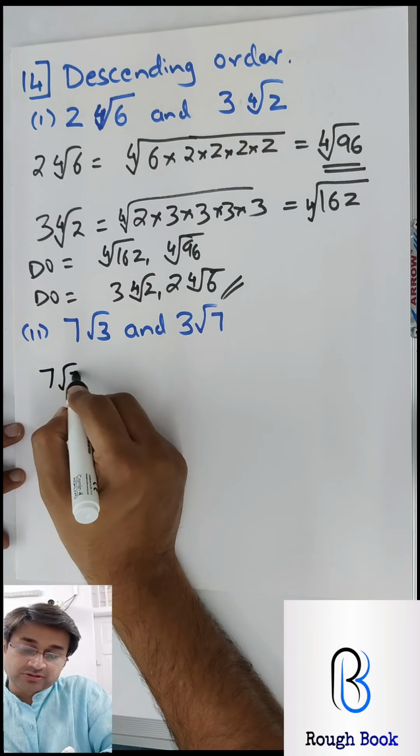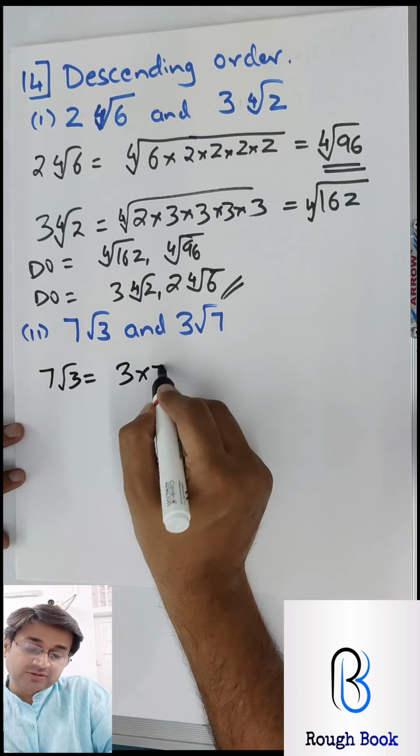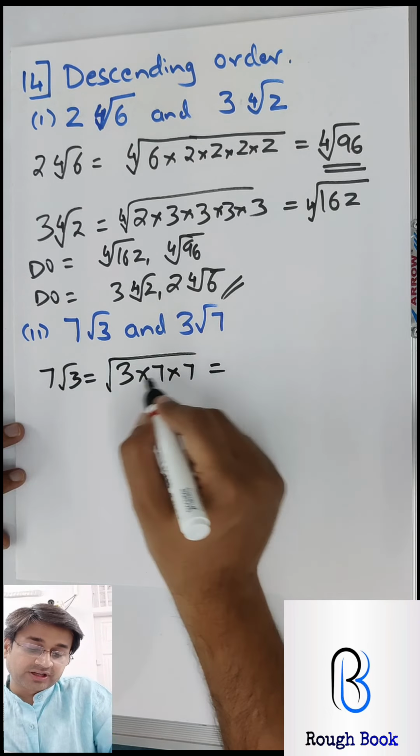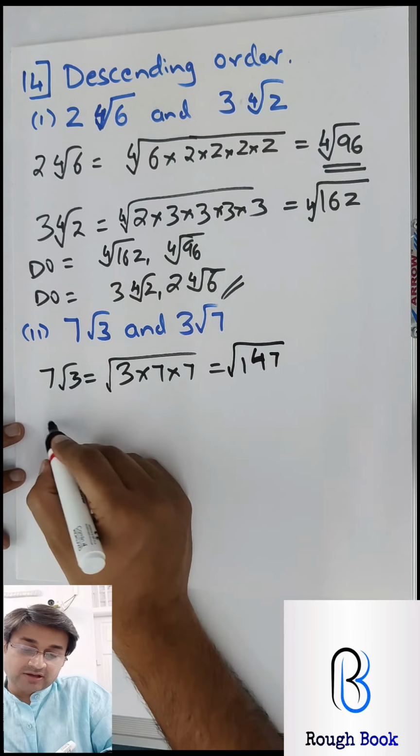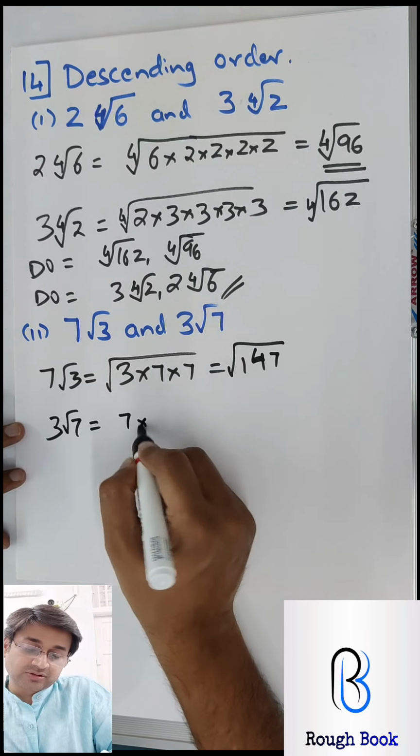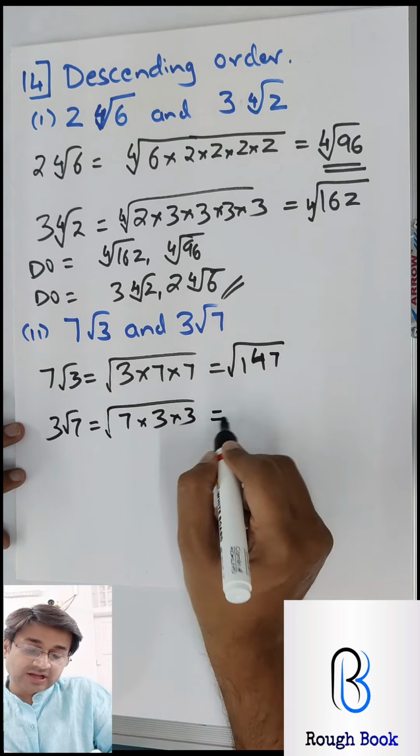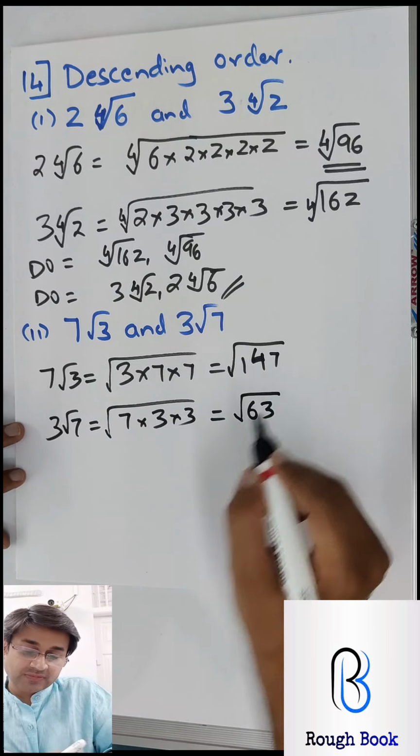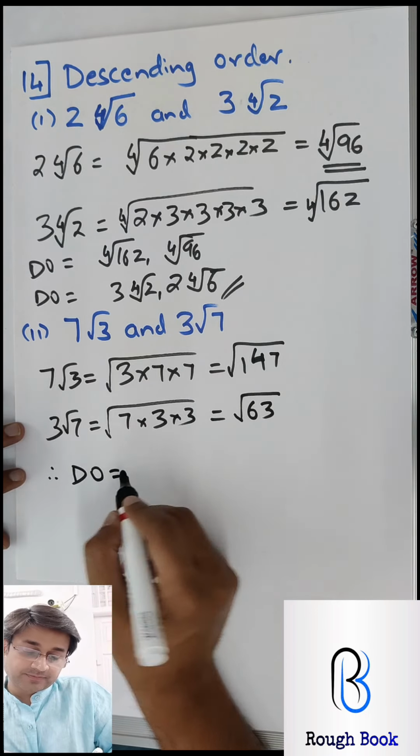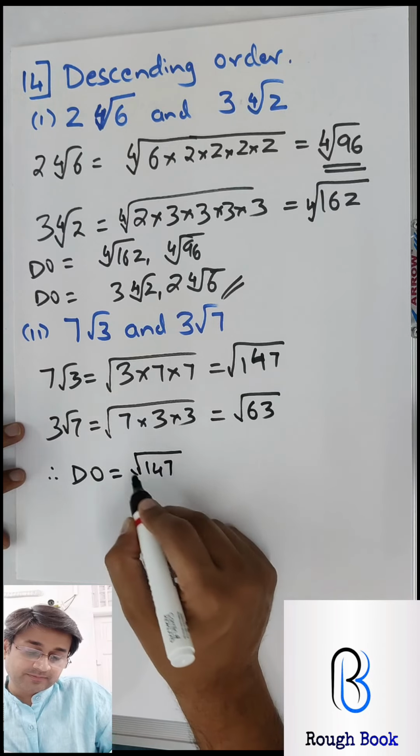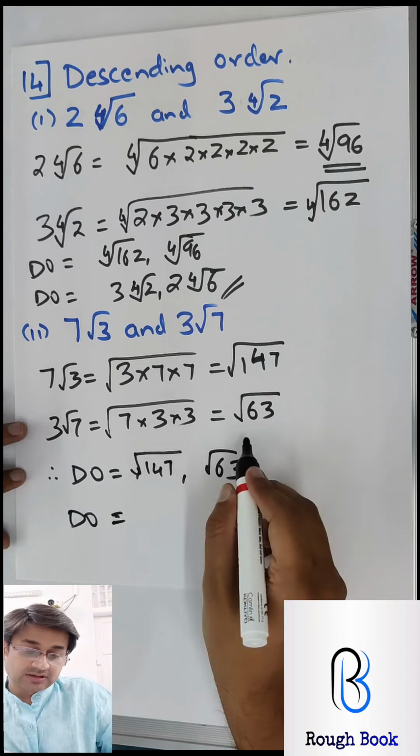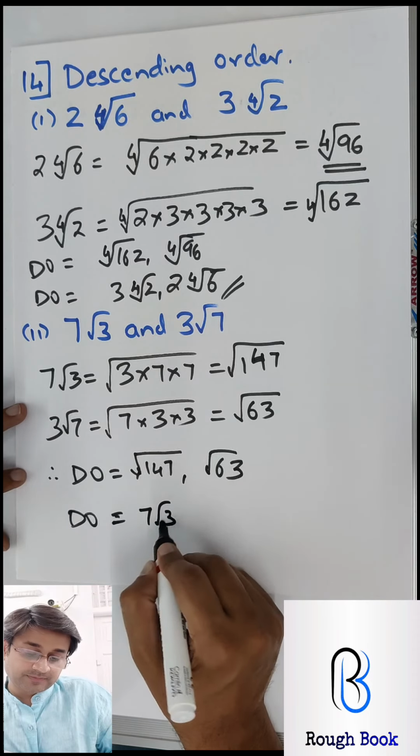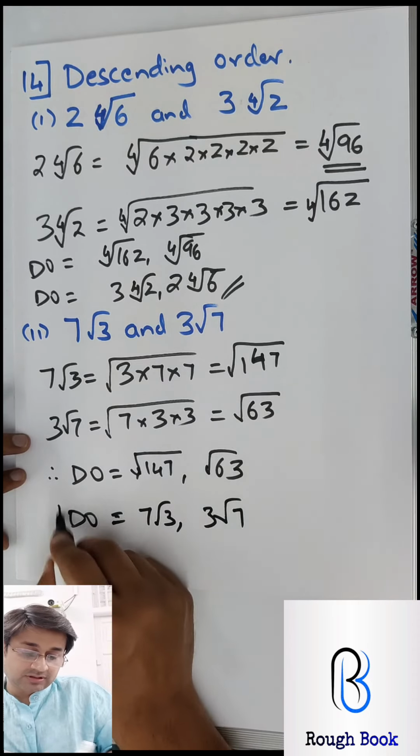So 7 root 3 is going to be 3 into 7 into 7, so 49 into 3, 147. Likewise 3 root 7 is 7 into 3 into 3, so 9 into 7, 63. Therefore in descending order, root 147, root 63. The original descending order will be written as 7 root 3 and this will be written as 3 root 7.